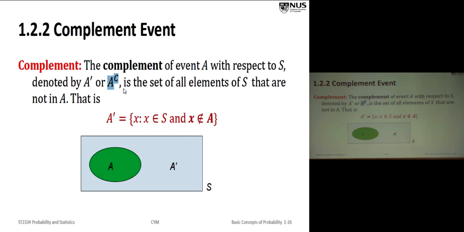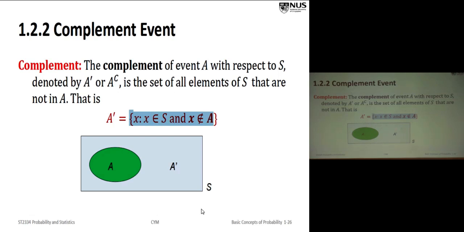It's the set of all elements in S which are not in A. You can express that symbolically. So A complement, A prime in this case, is all the elements X which belong to the sample space, but they don't belong to A. So what does that mean?